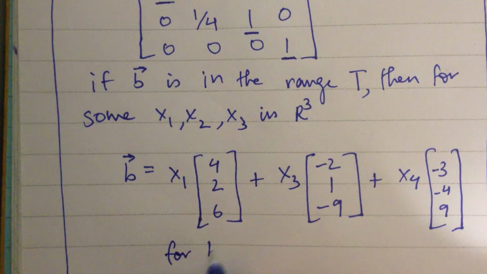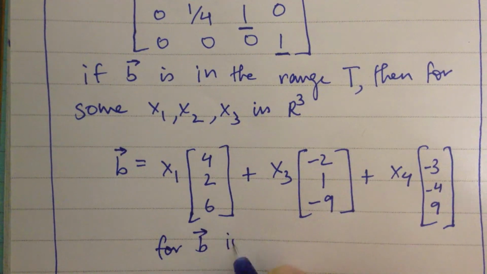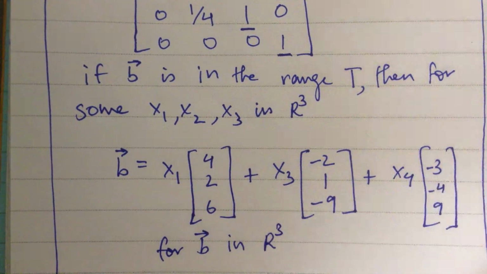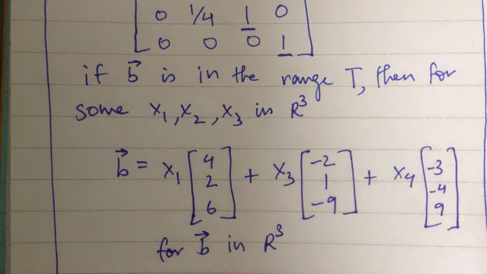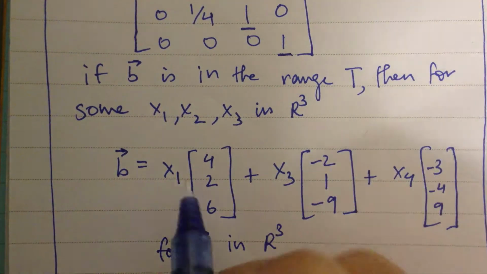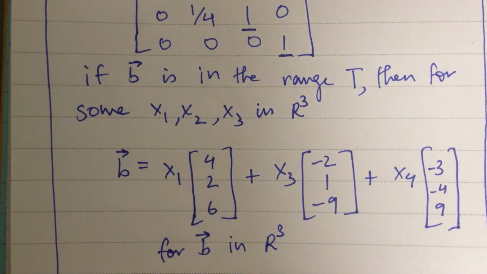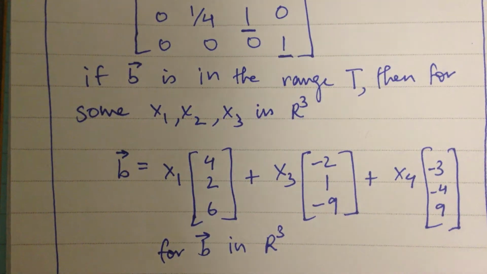So this right here is the vector equation which describes the range of T for any B in R3. So here this spans a plane in R3, and when substituted for the values of x1, x3, and x4, could give a vector B, which is in the range of this linear transformation. Thank you.